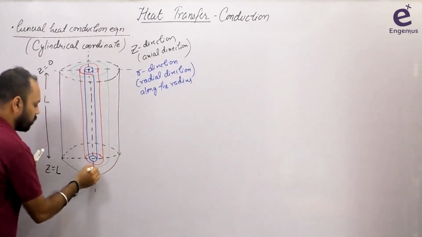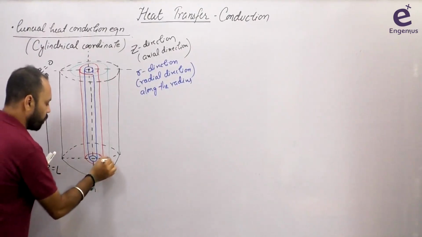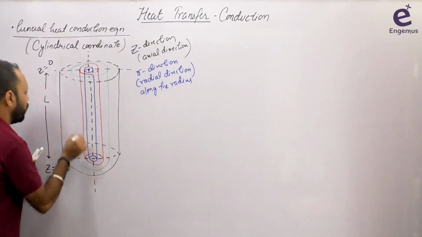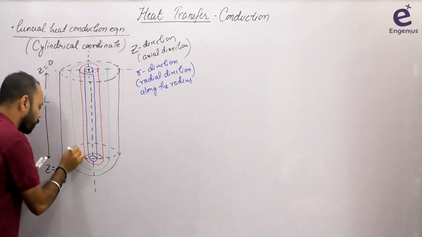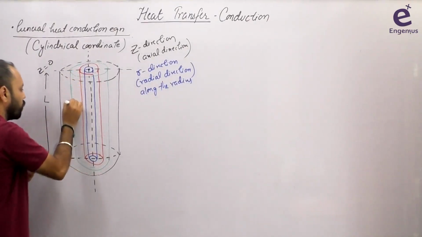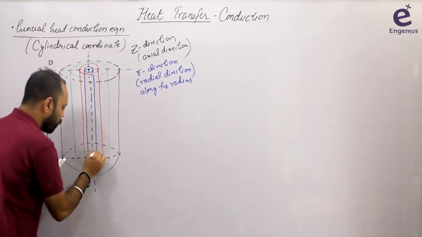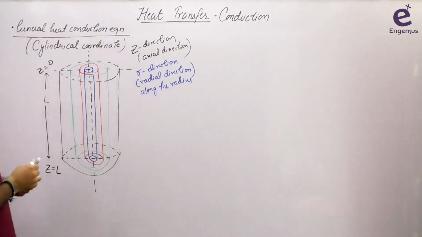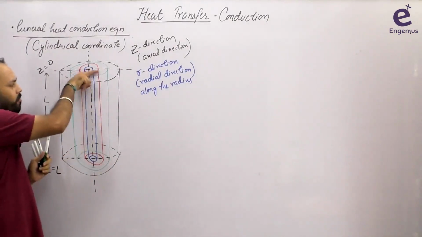This shows the radial direction. Okay. ठीक है? So you can assume that there are a lot of cylinders in between, and then heat is getting transferred in this direction.